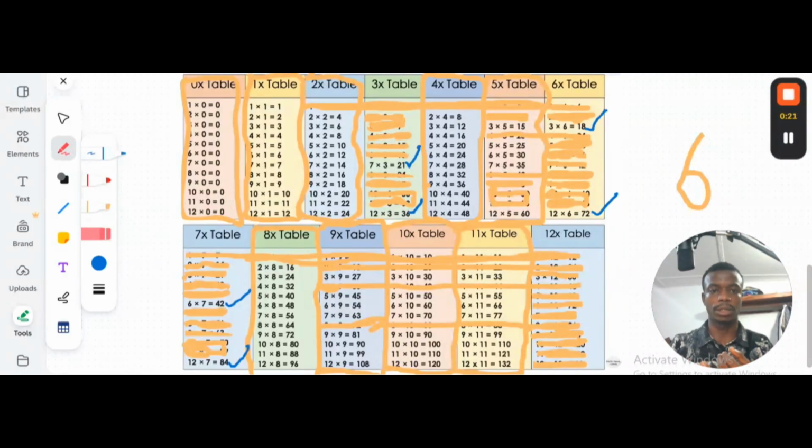7 times 3, 12 times 3, 3 times 6, 12 times 6, 6 times 7, and 12 times 7. So these 6 facts are things kids can memorize very easily. And these are some tips that your children can learn to make the times table very easy and very straightforward for them. Thank you for watching.